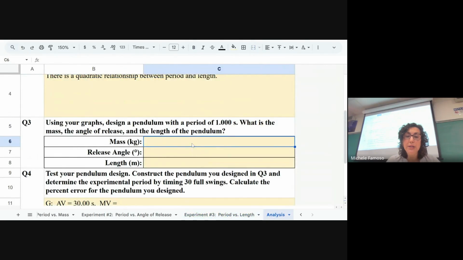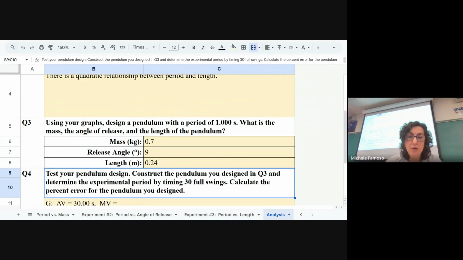Those will then get typed in here. So I had a mass of 0.7 and an angle of 9. The length is whatever you're reading off your graph at a period of exactly 1 second. So I should try to get 0.2375. I don't think the simulation is going to allow me to do that, so I have to go to 0.24 meters. And that's just fine.